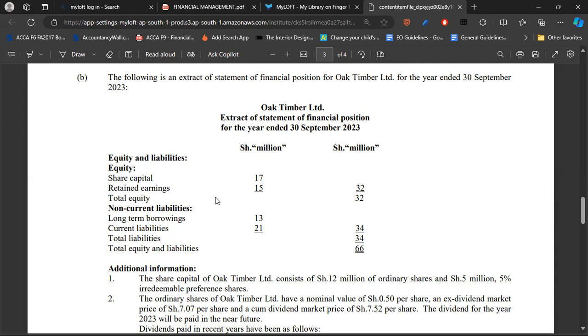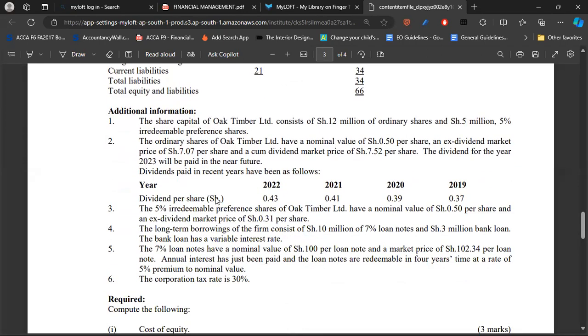Additional information. The share capital of Oak Timber Limited consists of 12 million ordinary shares and 5 million 5% irredeemable preference shares. The ordinary shares have a nominal value of 0.5 shillings per share, an ex-dividend market price of 7.07 and a cum-dividend market price of 7.52 shillings per share. The dividends for the year 2023 will be paid in the near future. Dividends paid in recent years were: 2022, 0.43; 2021, 0.41; 2020, 0.39; 2019, 0.37. The 5% irredeemable preference shares have a nominal value of 0.5 per share and an ex-dividend market price of 0.31 per share.